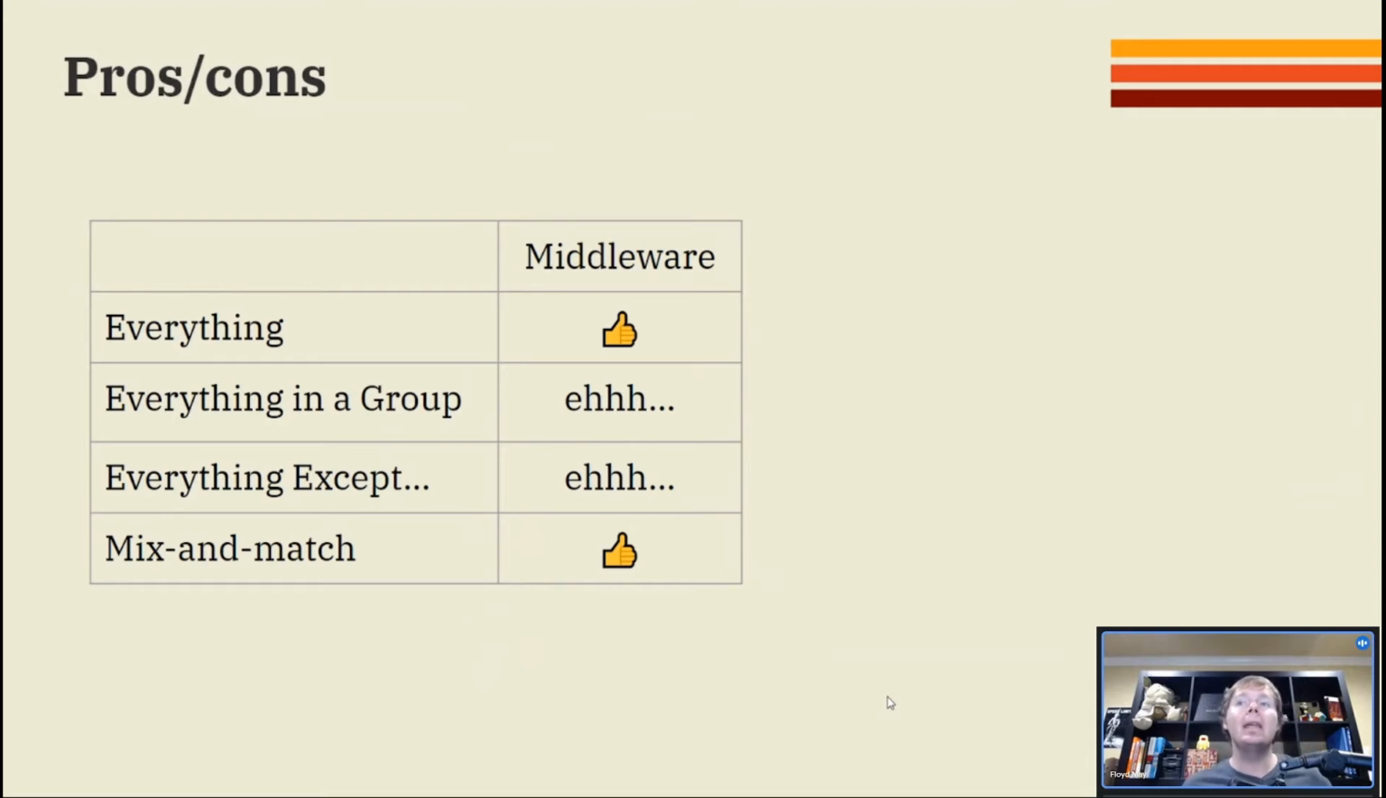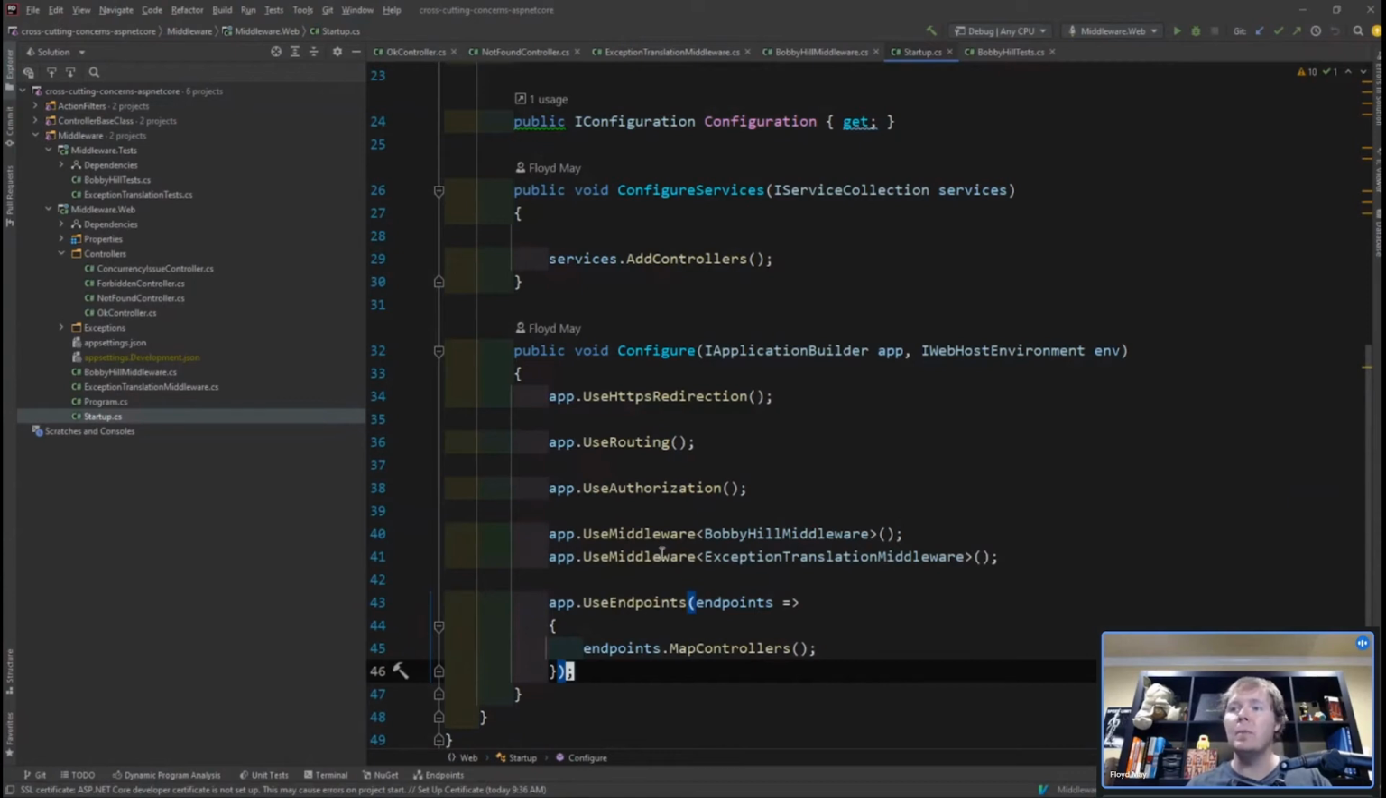Now, if you want to do everything in a group, middleware is kind of hard to do with. If you want to do everything except this particular endpoint, that particular endpoint, you can do it, but it's kind of tedious because it's hard to draw the relationship between, say, a specific controller method and that middleware. So that's going to be a little tougher. You can mix and match middleware however you'd like to, just like we saw here. So if we wanted to switch the order of them, if we wanted to bring in a third-party middleware, something like that, totally easy to do.